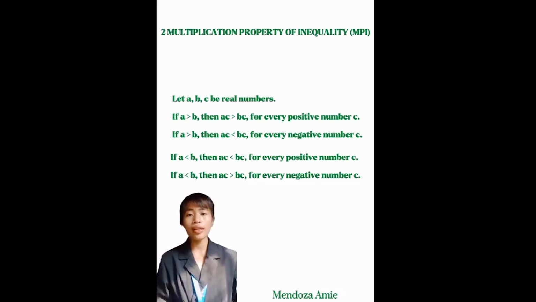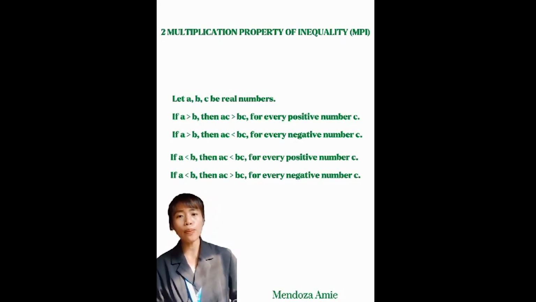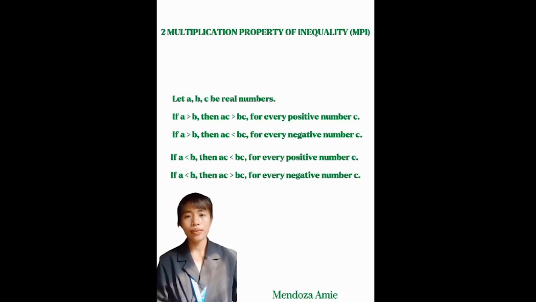If a is less than b, then ac is less than bc for every positive number c. If a is less than b, then ac is greater than bc for every negative number c.